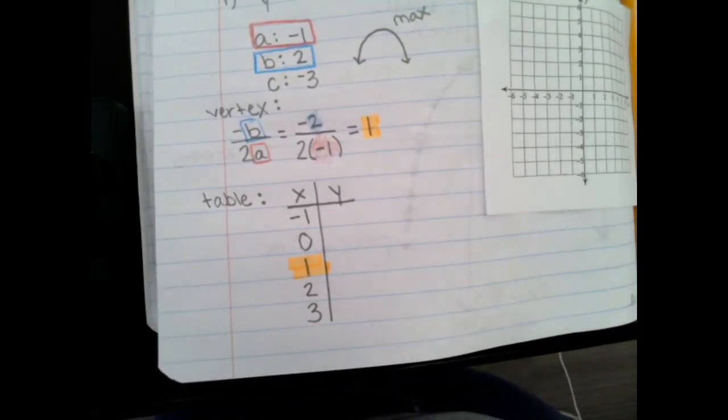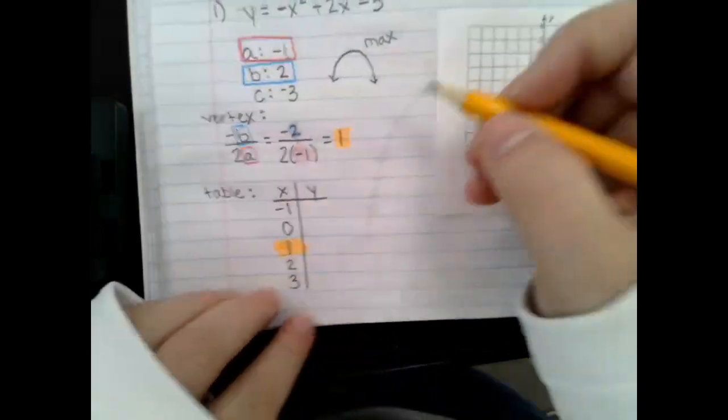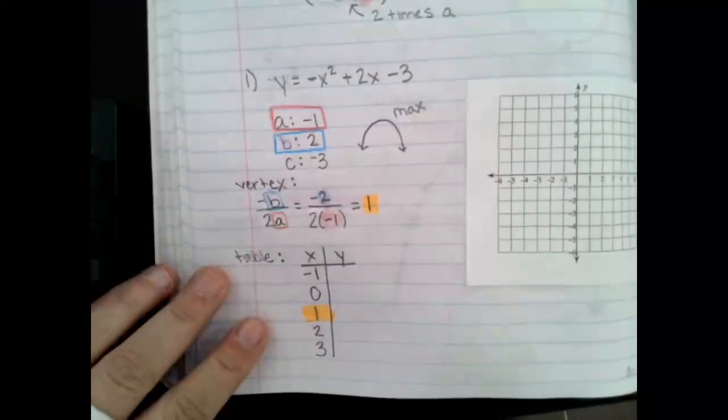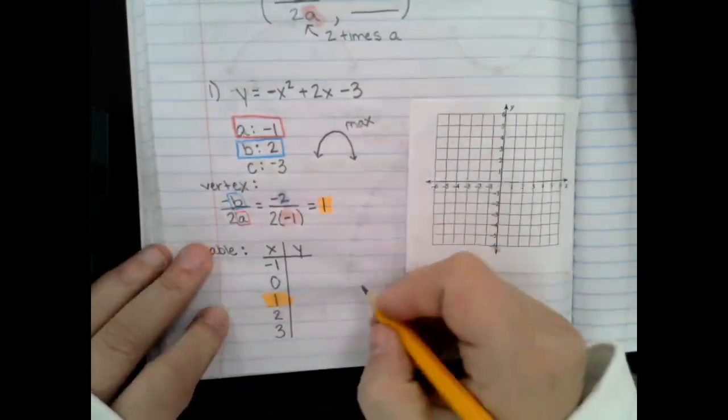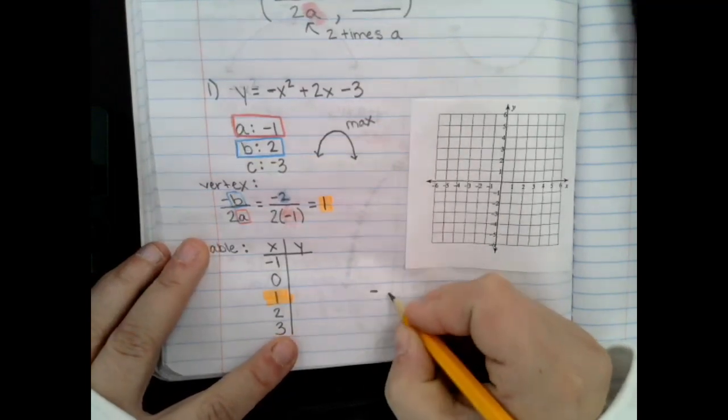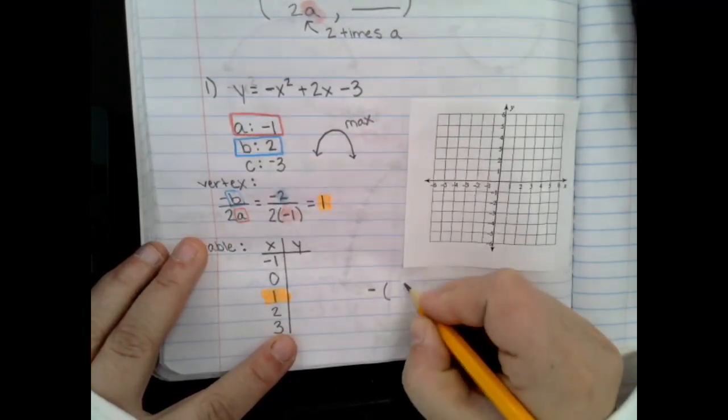All right, for our input and output table, we're going to follow our rule. Our rule is negative x squared plus 2x minus 3. So in my calculator, I'm going to do negative. And then anywhere I see an x, I'm going to do a parenthesis. So parenthesis.